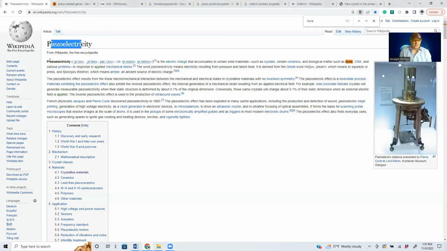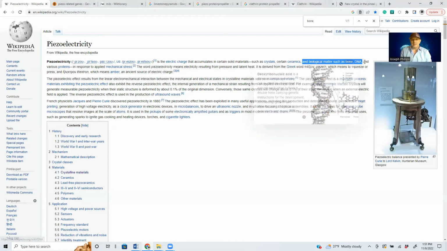Piezoelectricity. Okay, what is piezoelectricity? If you've never heard it before, it's an electrical charge that accumulates in certain solid materials, such as crystals, ceramics, and biological matter, such as bone and DNA. So you are an electronic machine, pretty much a hydroelectric machine, to put it in better terms, is really what you are. And so is there evidence of that in the gene cards?